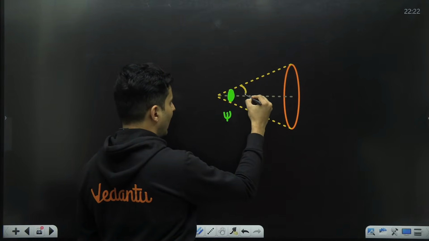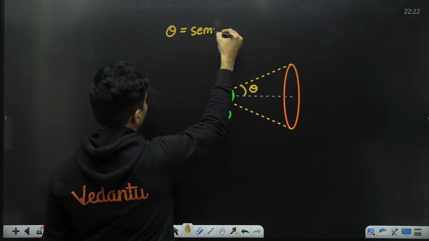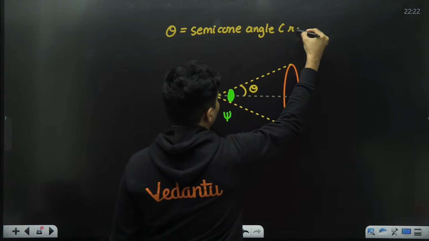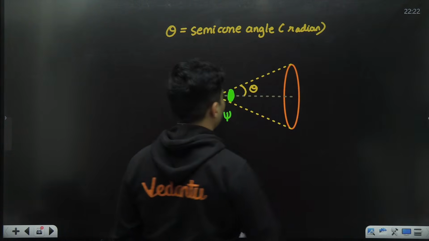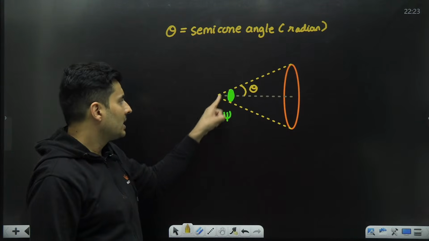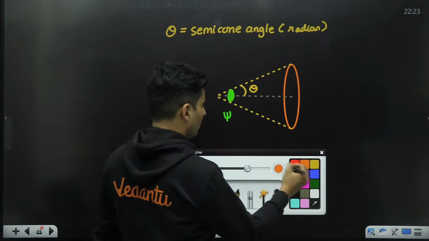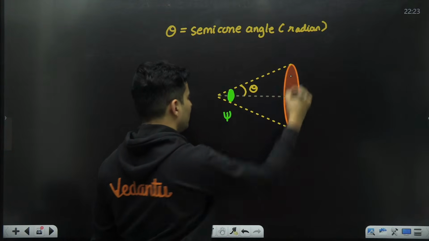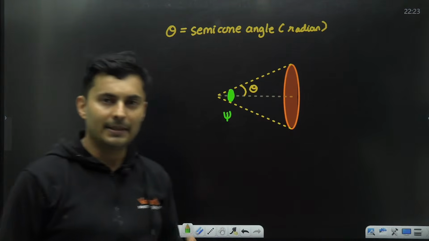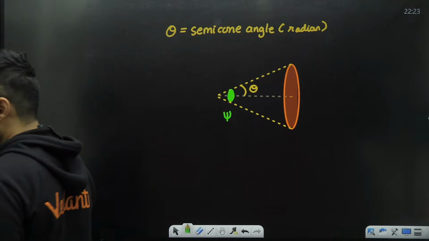So the semicone angle is called theta, and obviously this is going to be in radian. Psi is the solid angle subtended by this particular part over here. That particular answer, if you want to find it, what is it going to be?